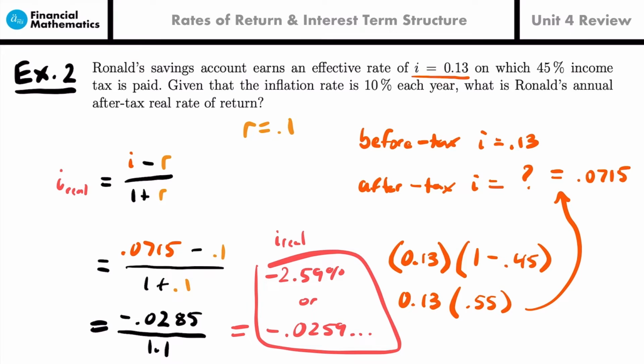Notice that that real rate of return is negative, which is not a good thing for Ronald. That means that the purchasing power of his savings account is decreasing every year, which just goes to show the negative effects of a 10% inflation rate each year. That's kind of ridiculous, and so you would probably expect Ronald's purchasing power to decrease. Okay, and so that's it for our second review problem. Let's move on to the next one.